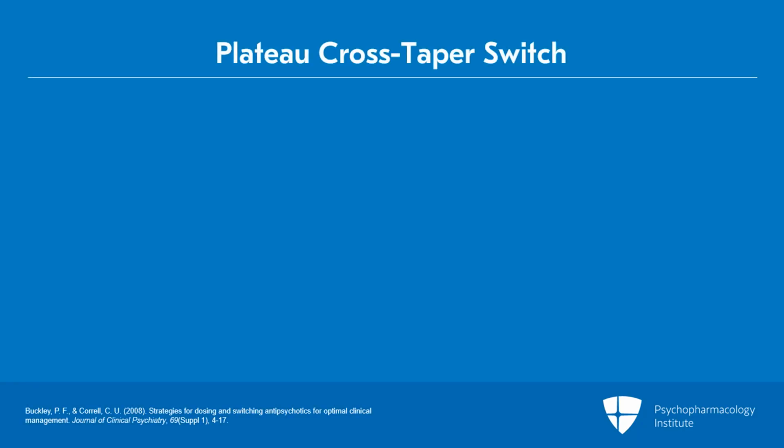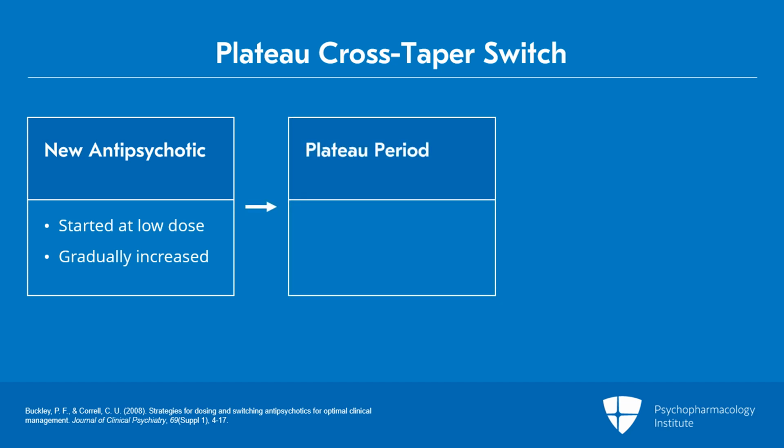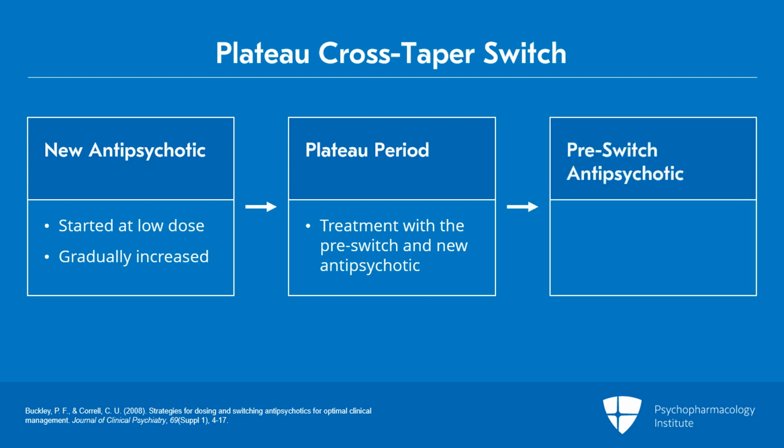And then the final switch strategy that we'll talk about is the plateau cross-taper switch. This is a very common approach when we switch patients to clozapine. In this scenario, the new antipsychotic is started at a low dose and gradually increased. And then there's a period where there's a plateau where the patient is being treated with both the pre-switch and the new antipsychotic at the same time for a period. And only then is the pre-switch antipsychotic tapered off.